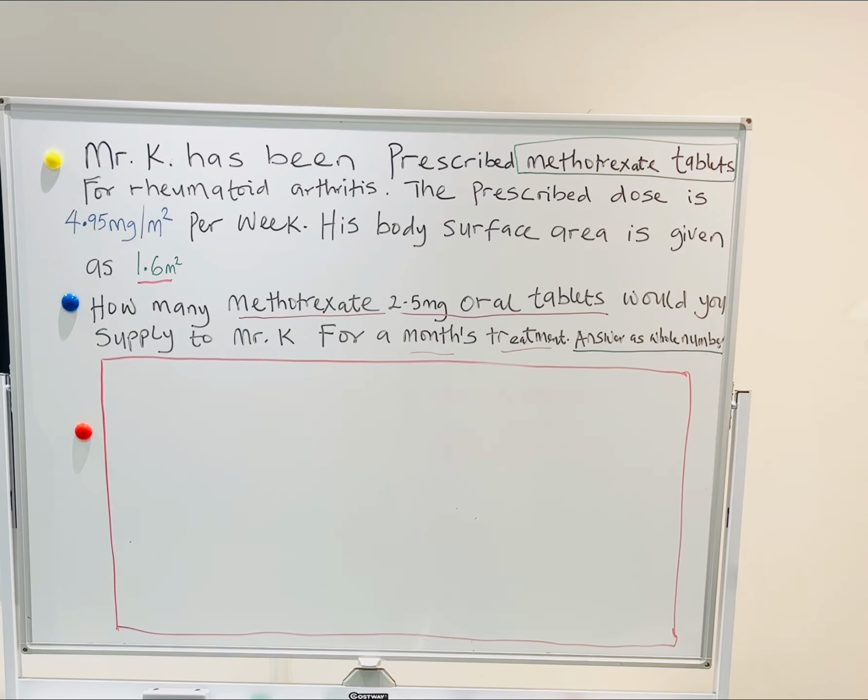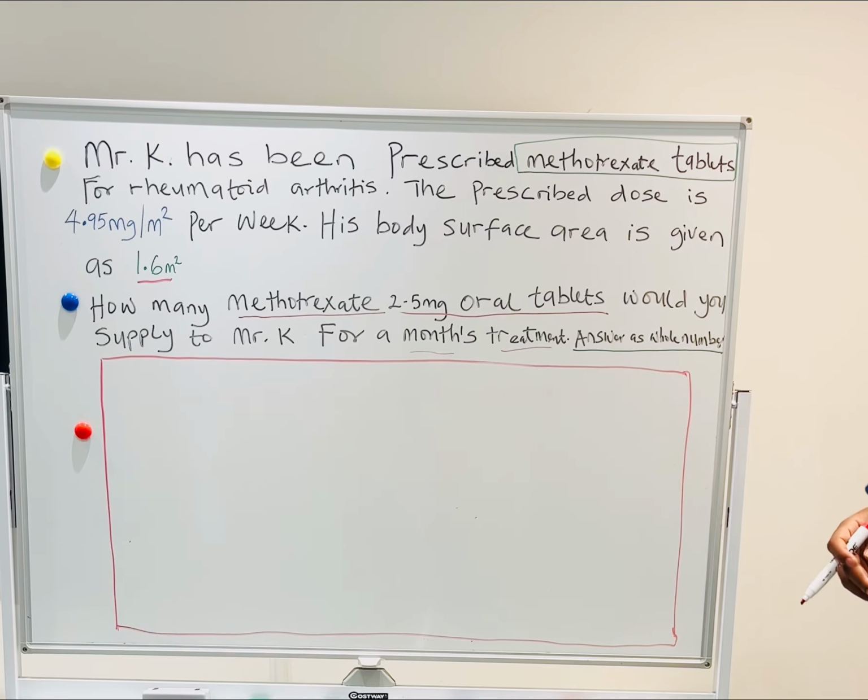As you can see, Mr. K has been prescribed methotrexate tablets for rheumatoid arthritis. The prescribed dose is 4.95 milligram per meter squared per week. His body surface area is given as 1.6 meters squared. How many tablets of methotrexate 2.5 milligram oral tablets would you supply to Mr. K for a month's treatment? Remember to do your rounding, answer as a whole number.